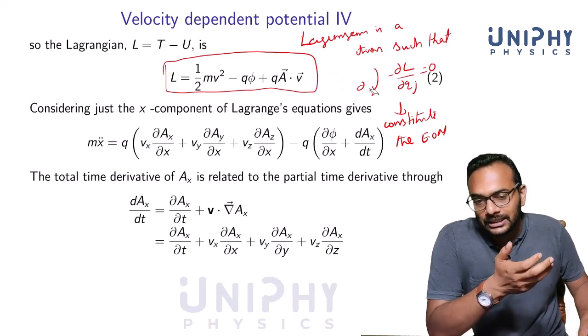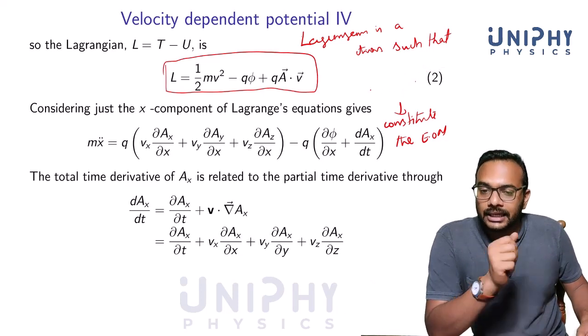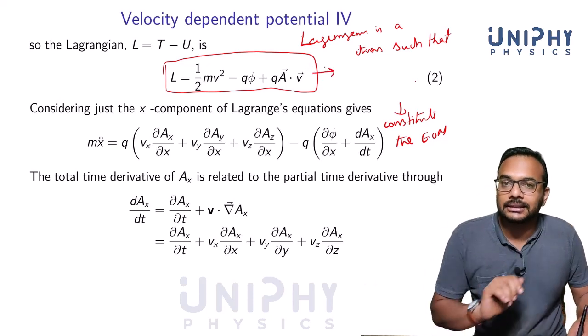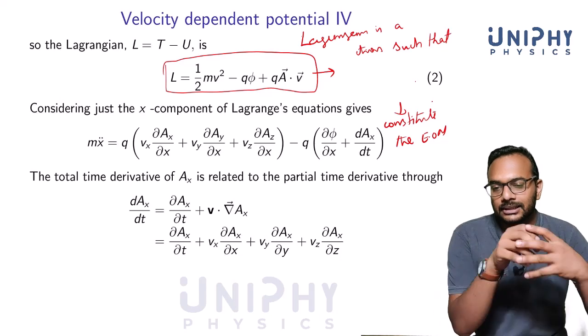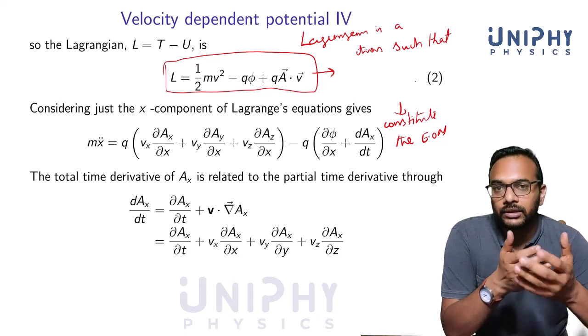So, the question here is, what's the Lagrangian that gives you the Lorentz force law? And the answer is, this is that Lagrangian. This is the Lagrangian that gives the Lorentz force law. Now, it's not sufficient to just claim this. We can actually show that this gives rise to the Lorentz force law. That's what we are going to do next.